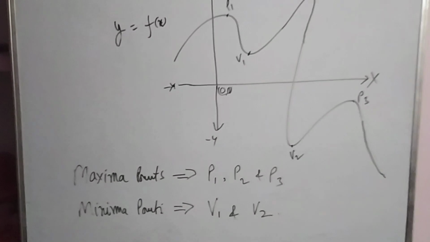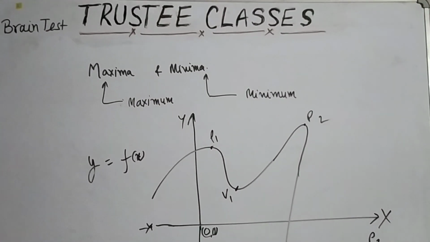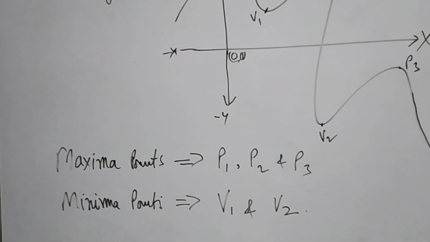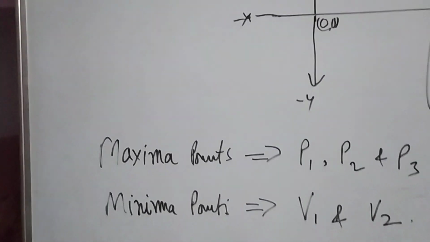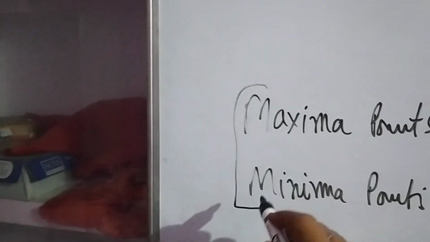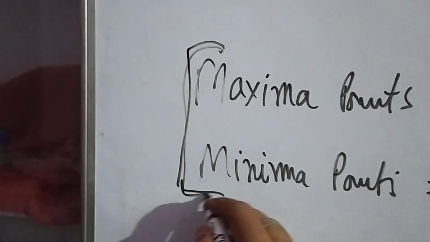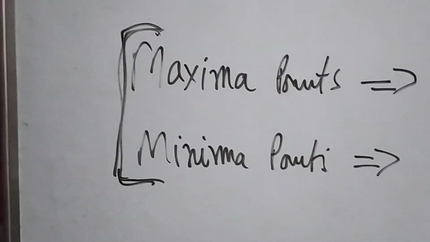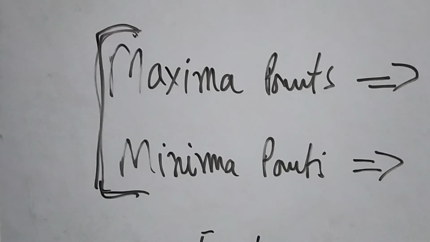I think up to this level there is no confusion: maxima, minima, peaks, valleys. One thing more you can add: if we discuss maxima and minima in a single word, then it is called extrema.